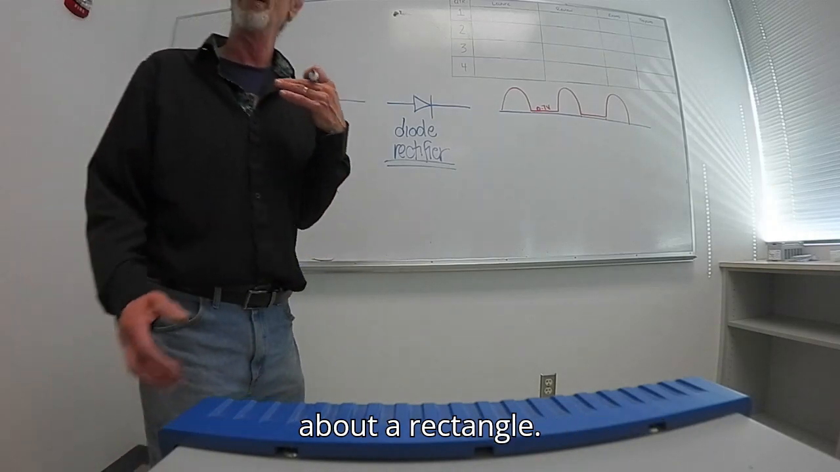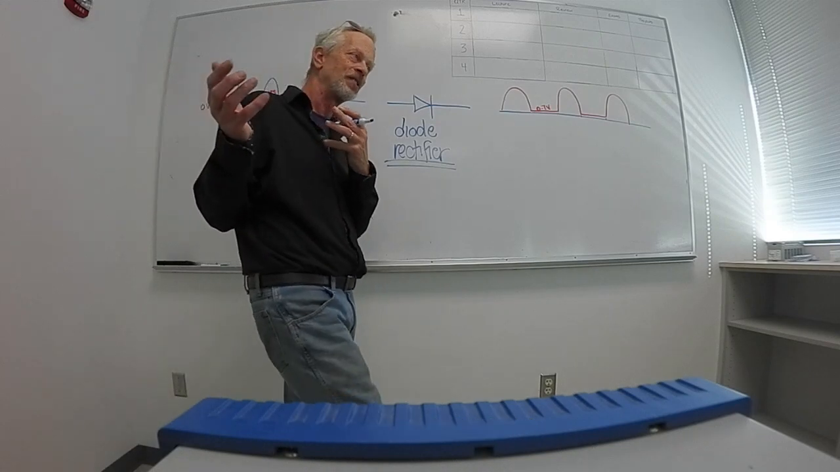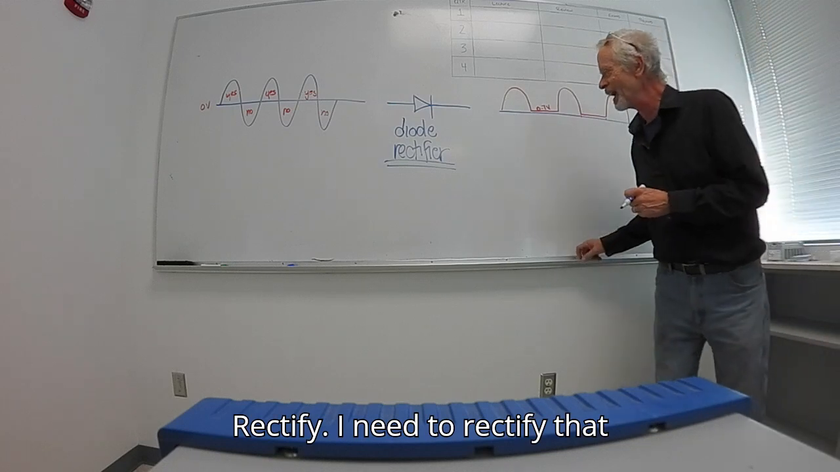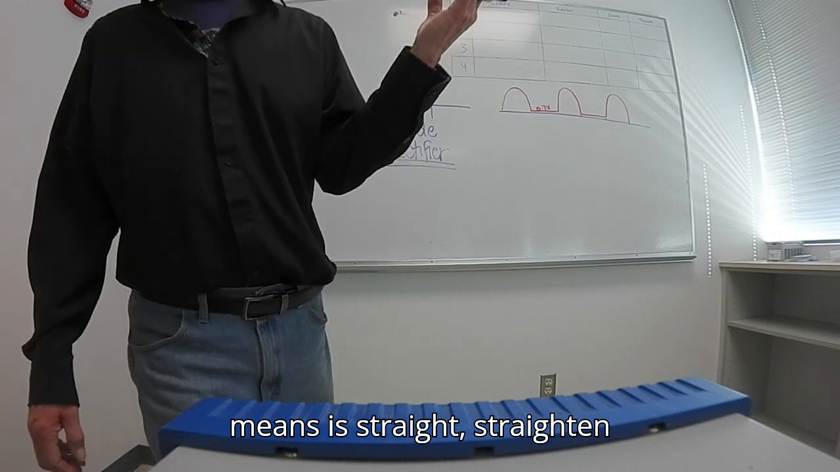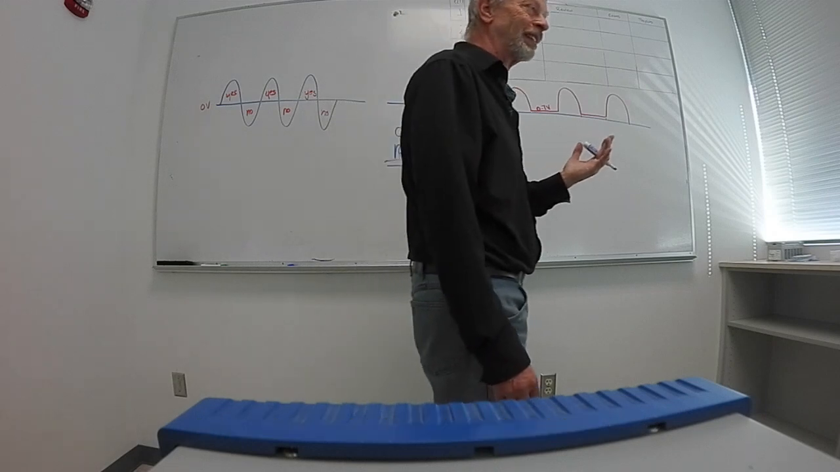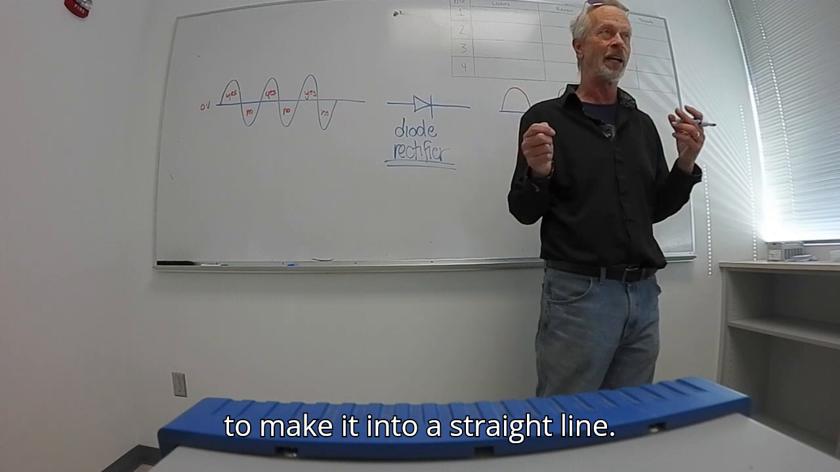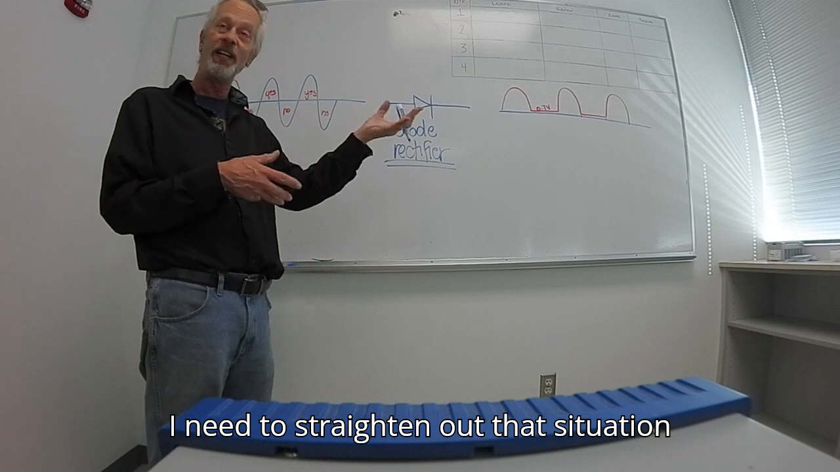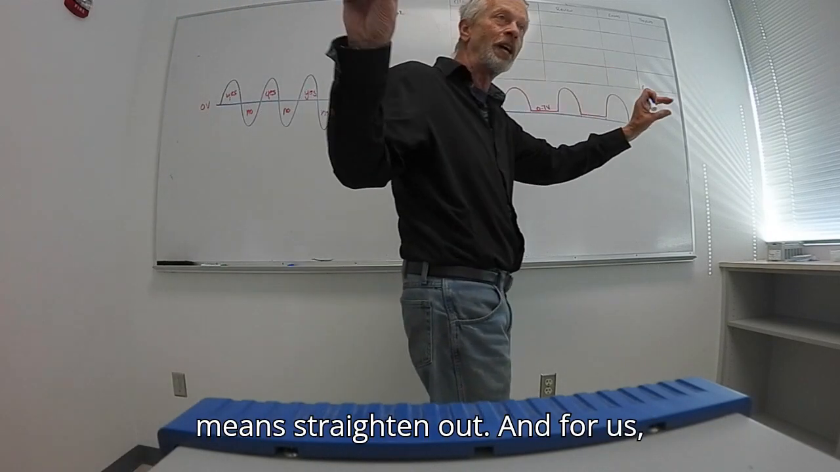But when we talk about a rectangle, all right, rectangles, RECT, rectify. I need to rectify that situation. So we want rectangles. What it really means is straighten out. If I'm rectifying something, literally the translation for rectify is to make it into a straight line. Or when we use it colloquially, I need to straighten out that situation. Correct. Means straighten out.